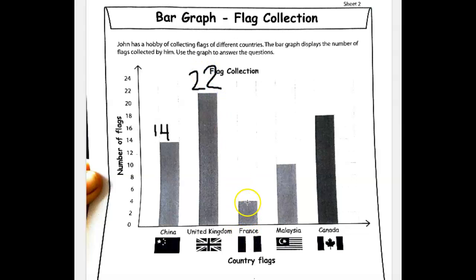For France, there is 4. So we're going to write the number 4. For Malaysia, there is 10. So we're going to write 10. And then for Canada, we're going to go all the way over, and that's 18. So now we have our numbers. Okay, so now let's answer some questions.